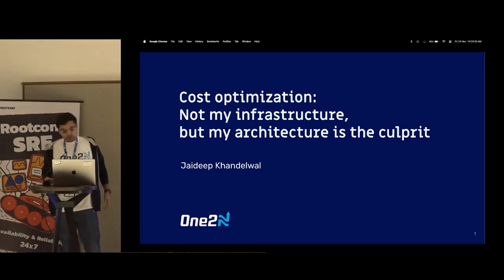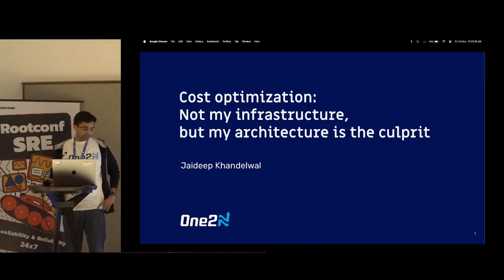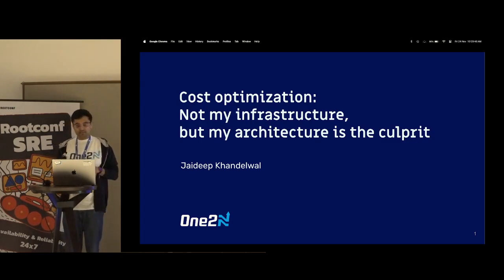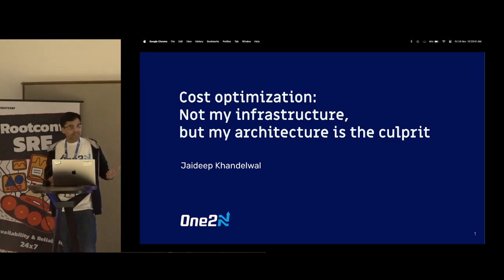I'll be talking about cost optimization: not my infrastructure, but my architecture is the culprit. This talk came out after repeatedly solving a very similar problem of cost optimization at multiple engineering orgs. I said, hang on, the patterns that I saw were very much repeated. So I thought, let me jot this down in this talk, and I'll try to cover what are these costs that we are talking about here.